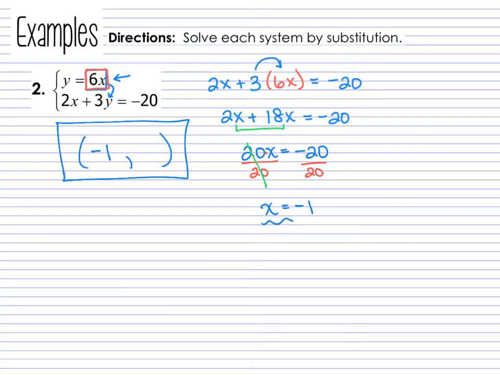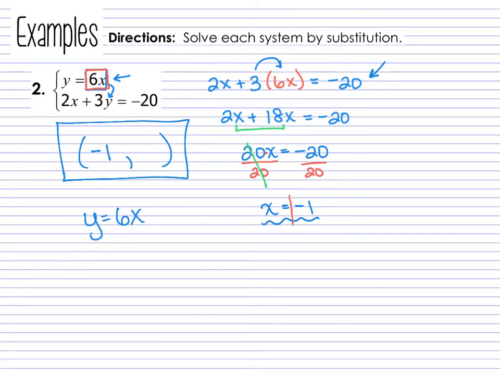So we're going to take our x value and plug it in and solve for y. So I'm going to take that first equation that we used to plug into the second one. We're going to use that one now. We already used the second equation in step 1. Now we're going to use the second one. So we have y equals 6x. That's the equation we're working with.